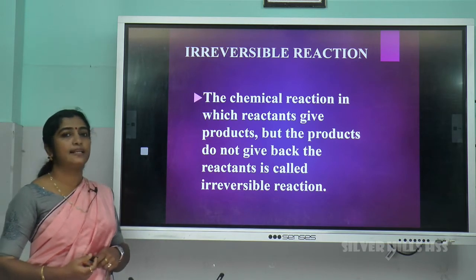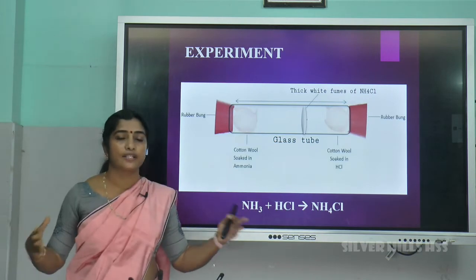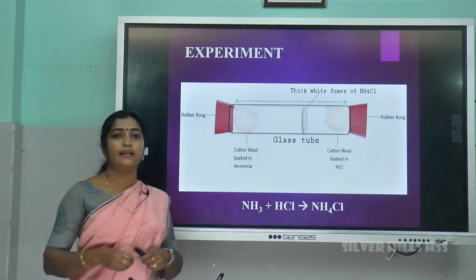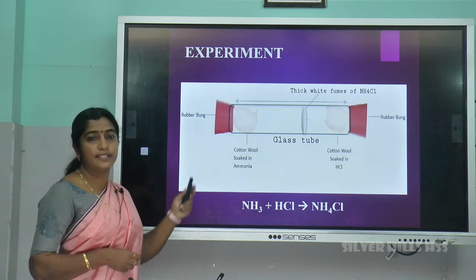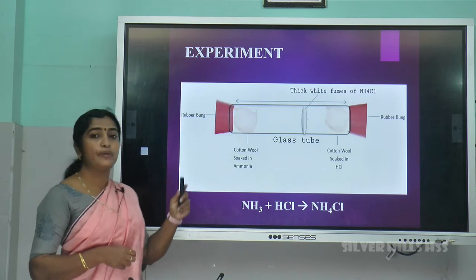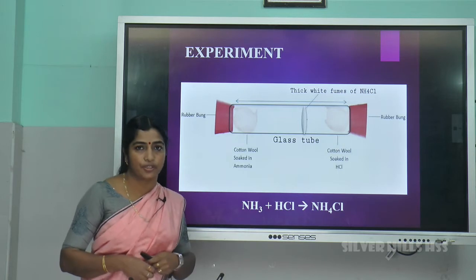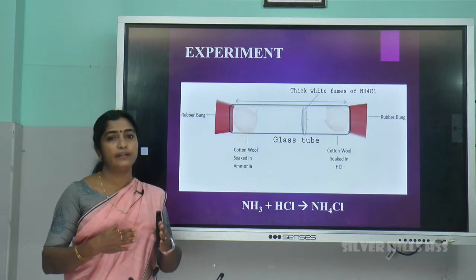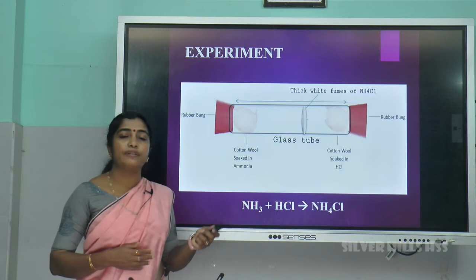Now, let us consider an experiment. Take a long glass rod, then take a piece of cotton, dip that cotton in ammonia solution and keep it at one end of the glass tube. Take another piece of cotton, dip it in hydrochloric acid and place that cotton at the other end of the glass tube. Both ends of the glass tube are covered with a rubber cork. Then observe after some time.